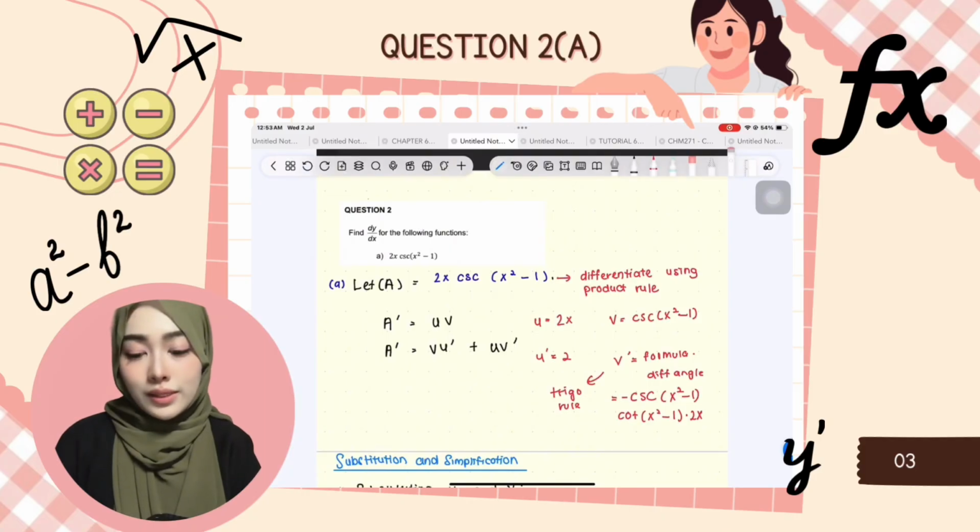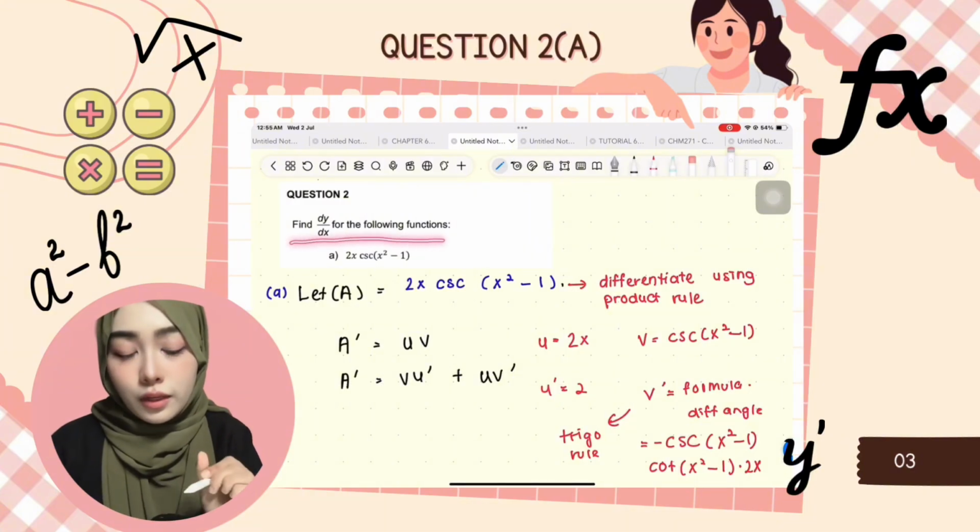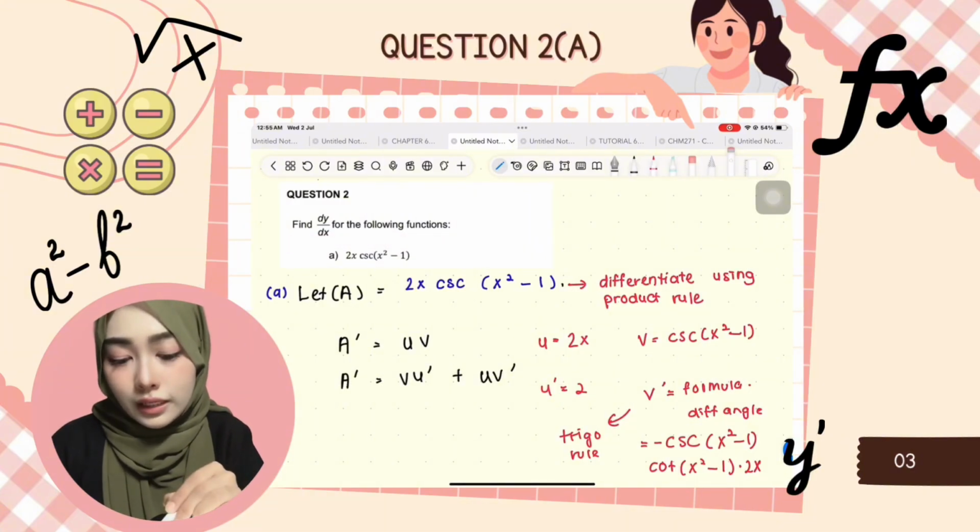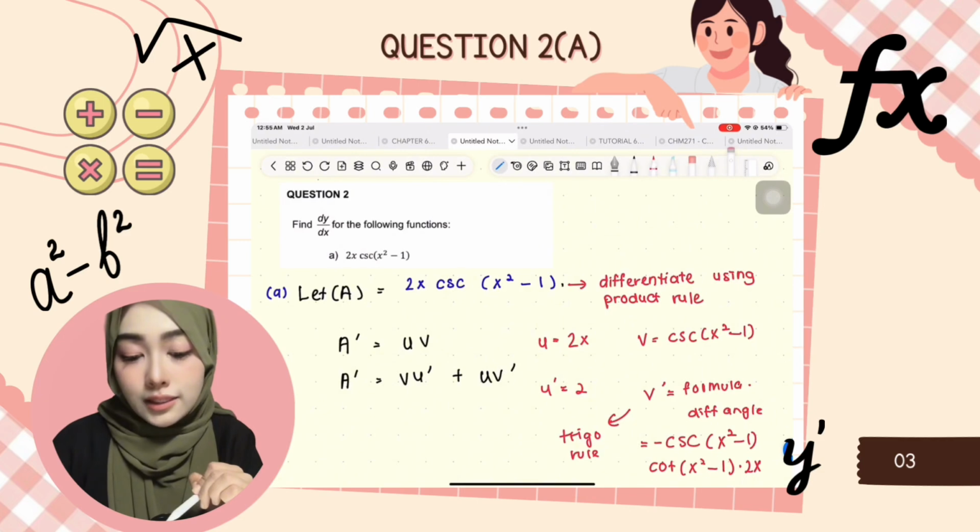So right now I am presenting to you how to solve question number 2. Okay, so let's get started. Find dy over dx for the following function. So right here we have the following function, 2x cosec(x² − 1). So let's get into it.